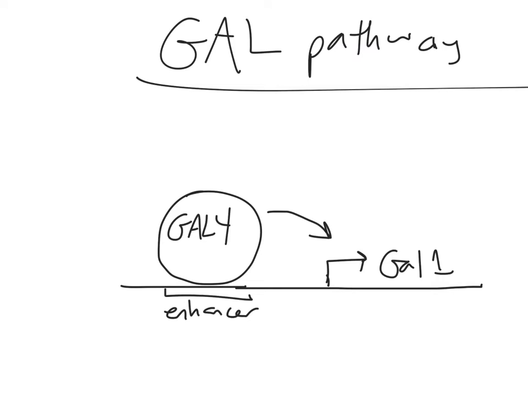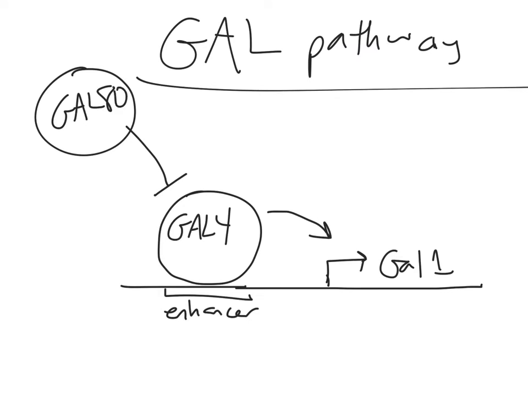What do you think? What's the protein that represses gal4? Something can turn it off. This is gal80. So gal80 can prevent gal4 from activating gal1.